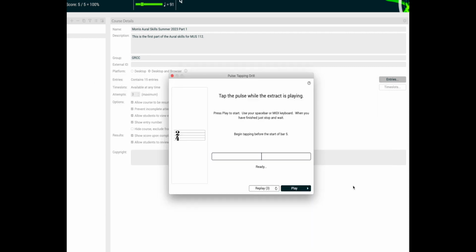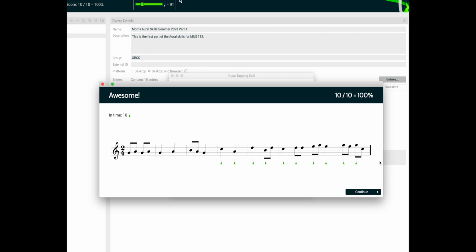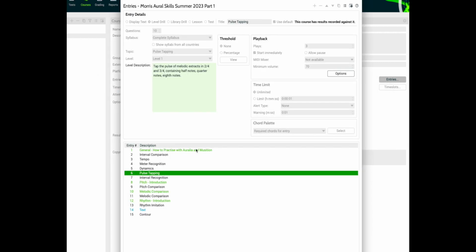Okay, let's do one more of these. Again, 2/4, so I just hit the play bar. 2. Same thing. Okay, so some are going to be in 3, some are going to be in 2, but that's how you do that.